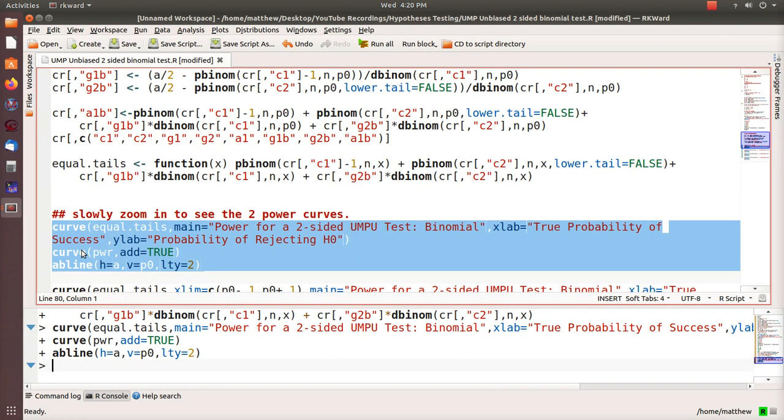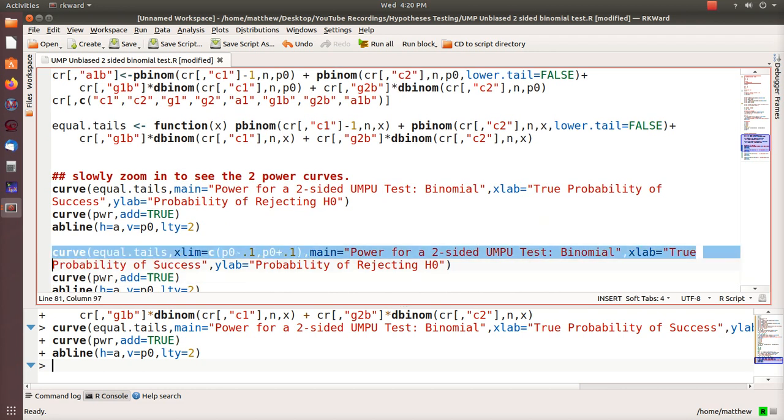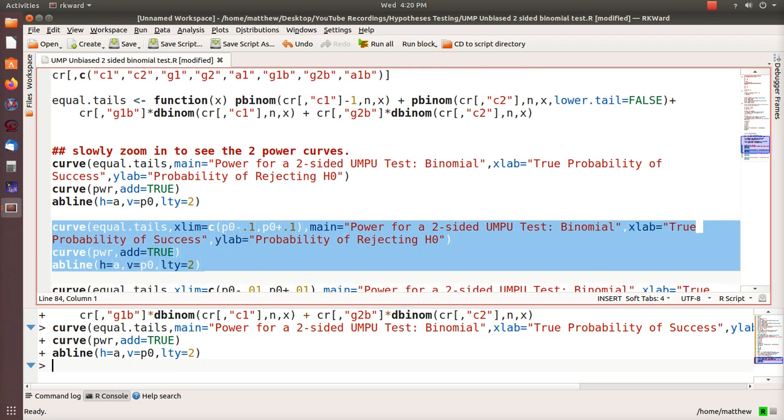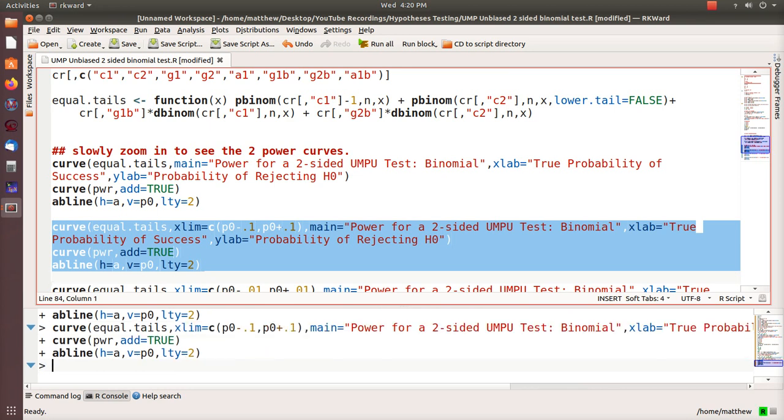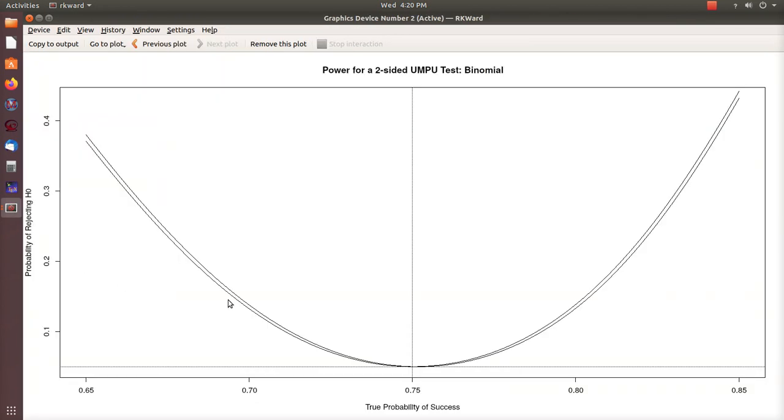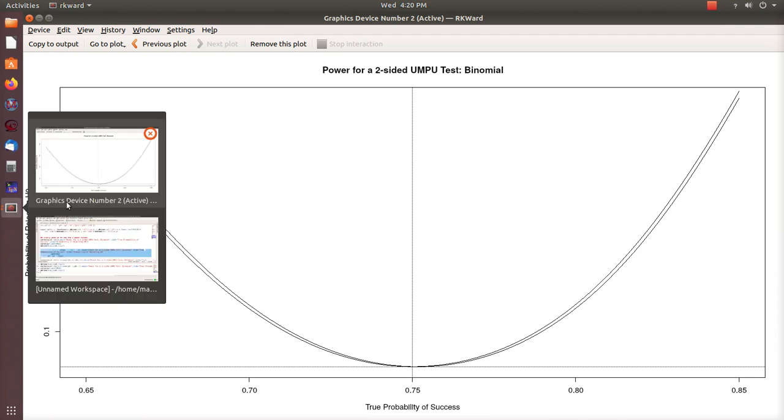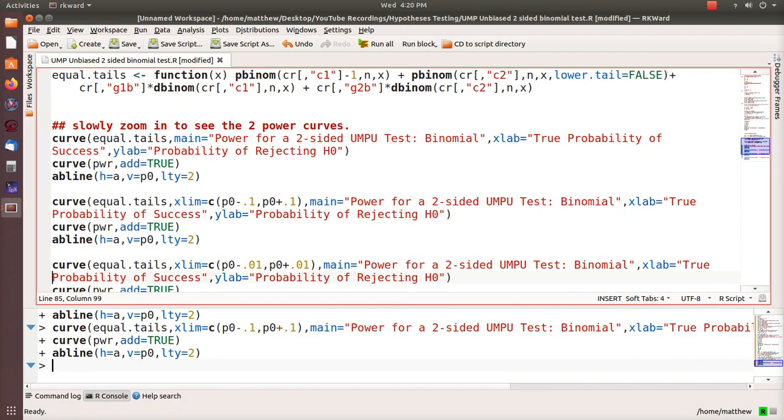And now I want to zoom in just a little bit. So we'll zoom in, say 0.1 plus or minus 0.1 to that 0.75. And now let's look at it. So we're a little bit closer, and you can see the two curves are not the same, but they're really, really close, and they still look sort of unbiased. You can't tell that either one of them dips below the 0.05 cutoff value. So let's zoom in a little more.